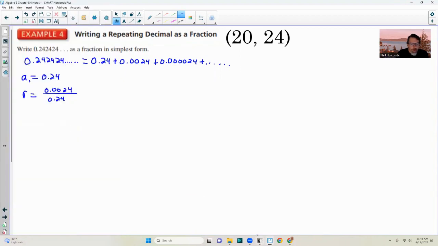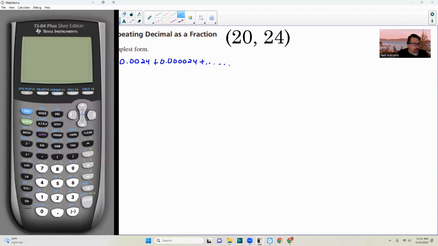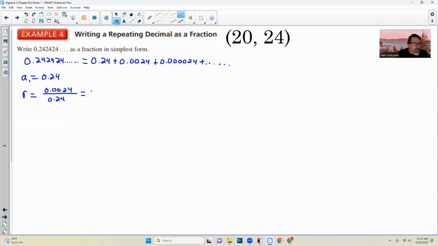Okay, so let me just get the calculator out and show you what's going to happen here. What are we taking? 0.0024 divided by 0.24, and that's going to give me 1/100th, which equals 0.01. Now I take the sum of my series, which is S equals our first term divided by 1 minus our common ratio. So you write a formula, S equals a sub 1 divided by 1 minus r.